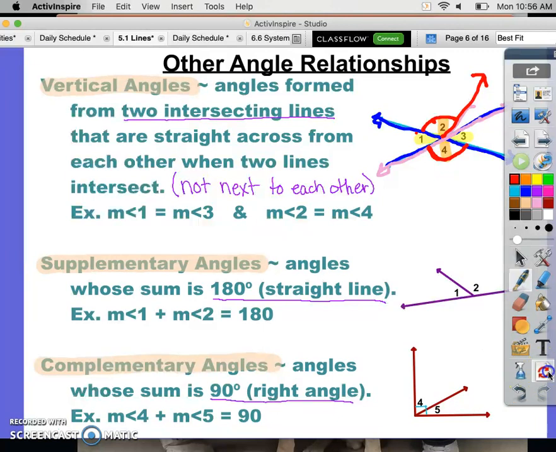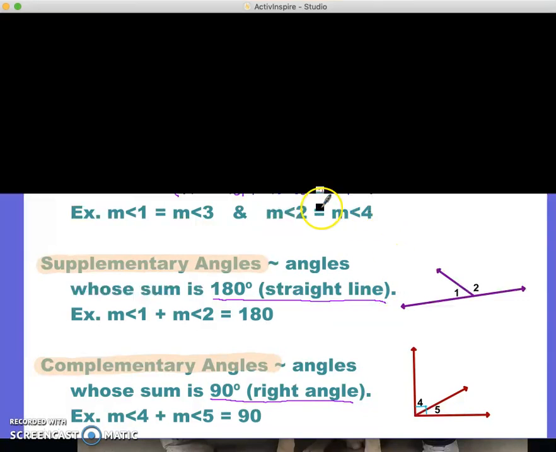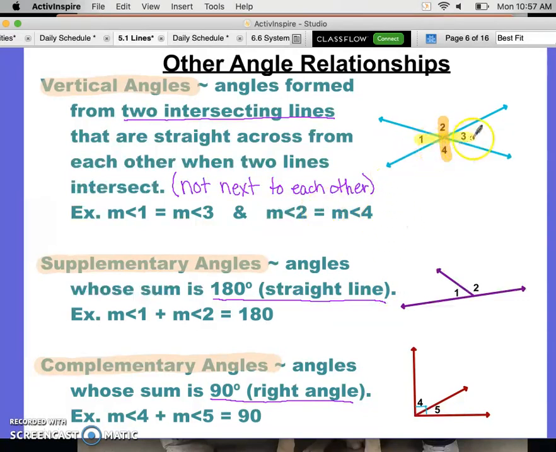Let me get back to here. Vertical angles are not going to be next to each other. They are not next to each other, and they are also going to be congruent. So 1 and 3 are congruent or equal.